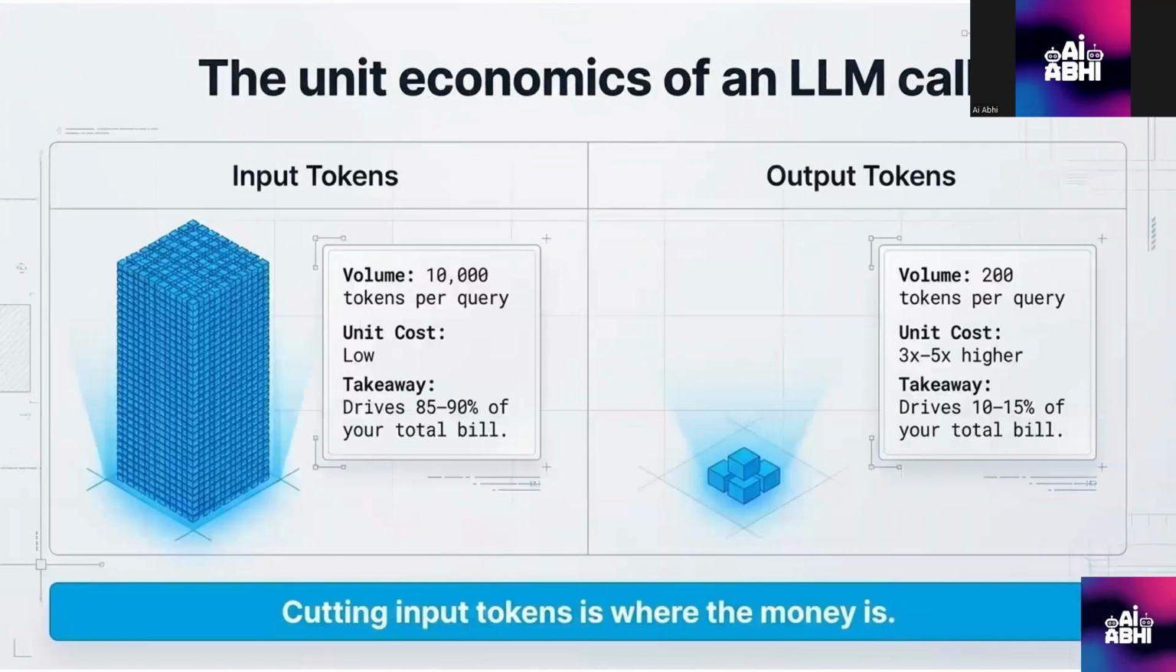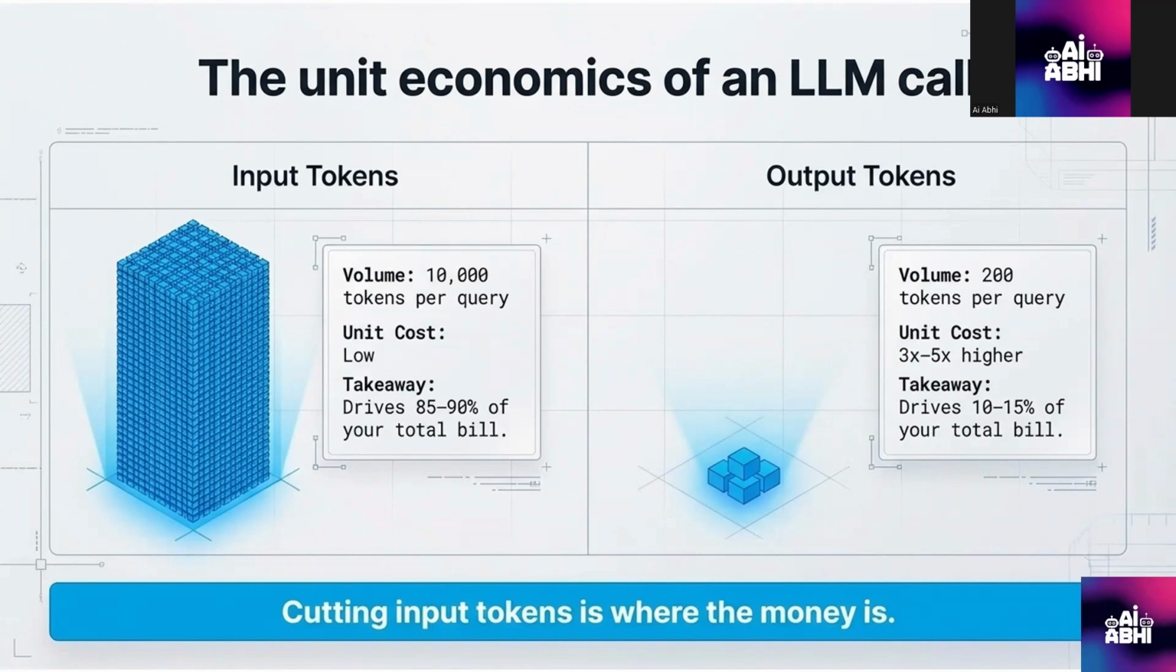So where your money actually goes. Before optimizing, you need to understand the cost structure. Most teams optimize the wrong thing because they don't know where their tokens are actually going. So the core pricing mechanism is that LLMs charge per token processed, roughly 4 characters or 0.75 words per token.